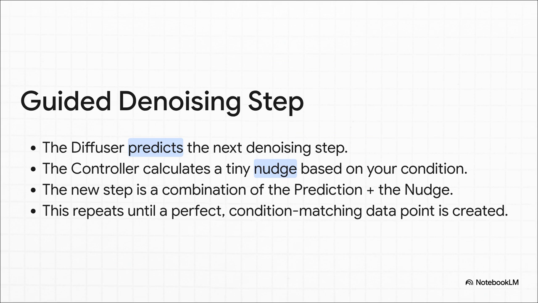So let's zoom in on how this partnership works step by tiny step. Remember that denoising process? At each stage, the diffuser basically says, okay, I think we should remove this bit of noise next. But before that happens, the controller jumps in. It looks at your rule, like the rent has to be over $5,000, and it calculates this tiny little nudge, a course correction. The final move is a mix of the diffuser's prediction plus the controller's nudge. And this happens again and again, over and over, until you have a perfect data point that's not only realistic, but also follows your exact rule.